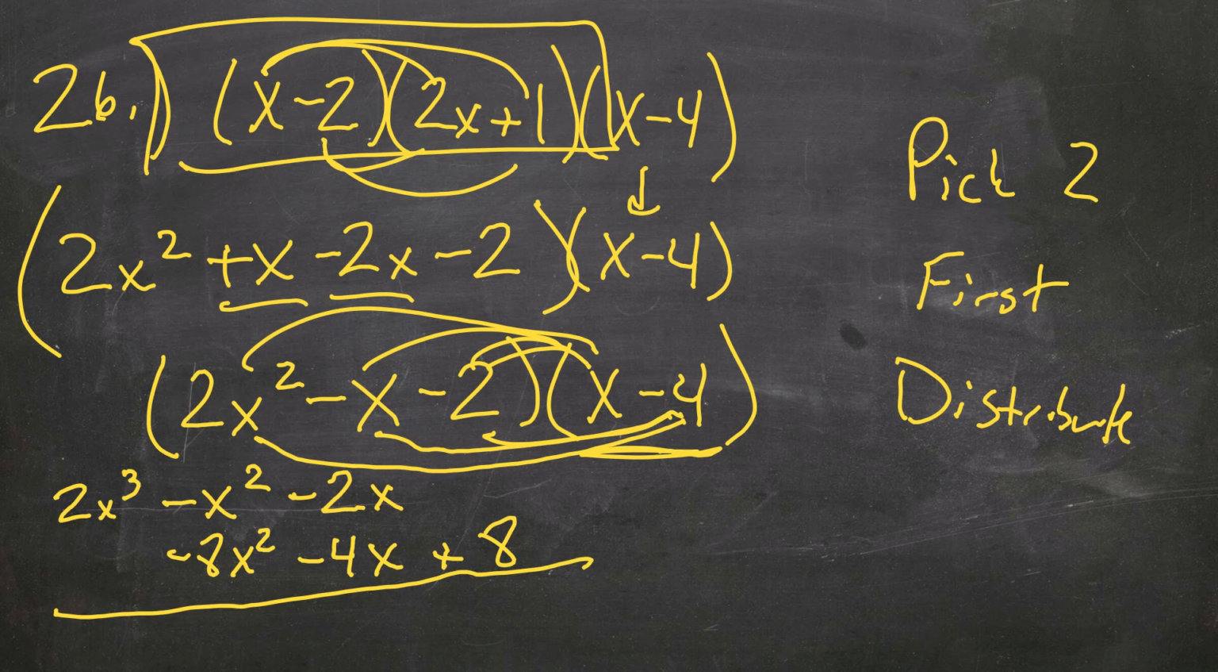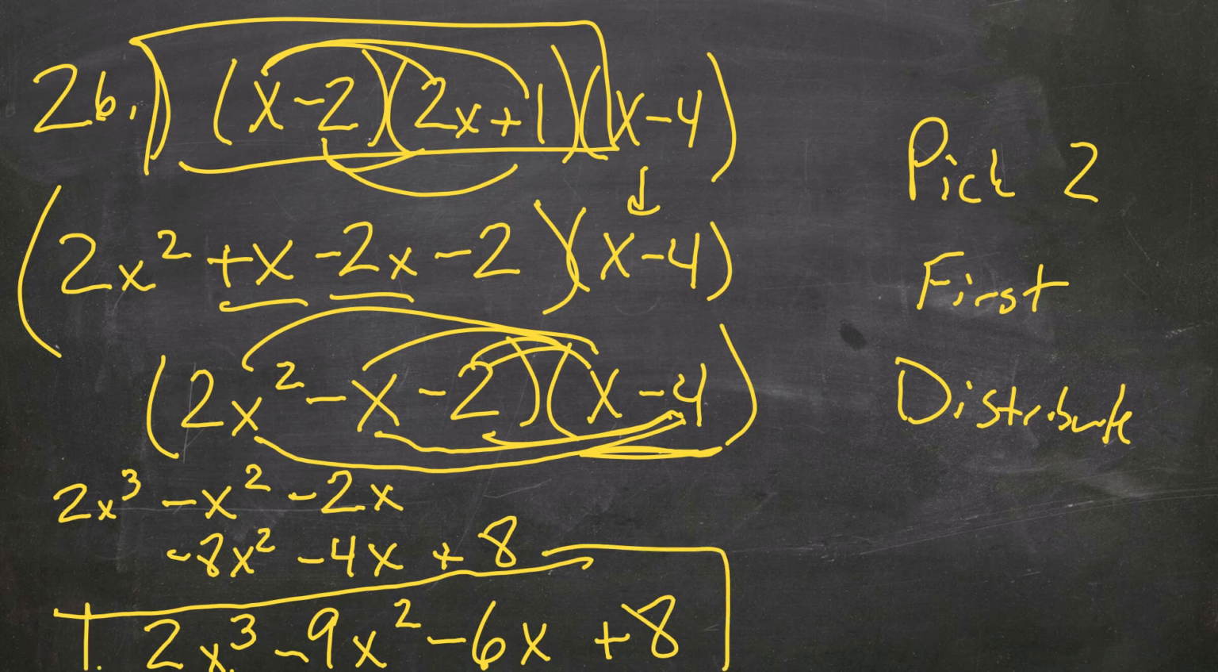I lined it up the way I did because now all my like terms are already lined up. So that's why I do it vertically. I didn't line anything up with the x cubed because there were no other x cubes. So I end up with 2x cubed. Negative x squared and negative 8x squared, that's minus 9x squared. Negative 2x and minus 4x, it's minus 6x plus 8. And there's my final answer right there. All right.